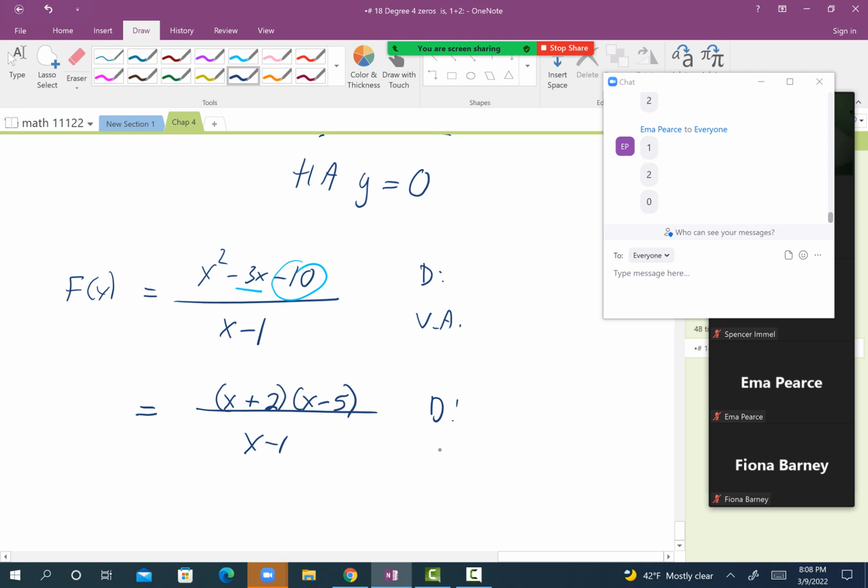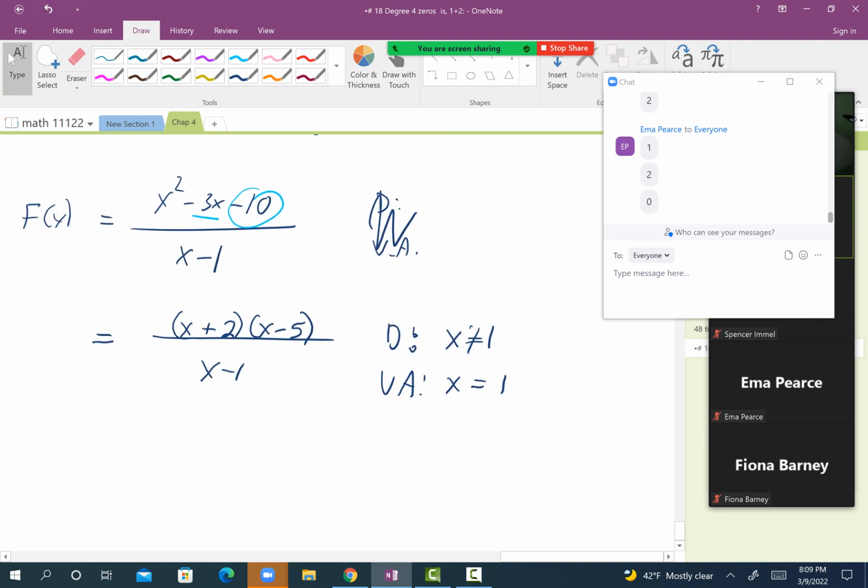All right, so domain, vertical asymptote. What's my domain? X can't be 1. Very good. What's my vertical asymptote? 1. Exactly. See how they're related? It's really easy. Does this have a horizontal or an oblique? Oblique. Yep, good job.